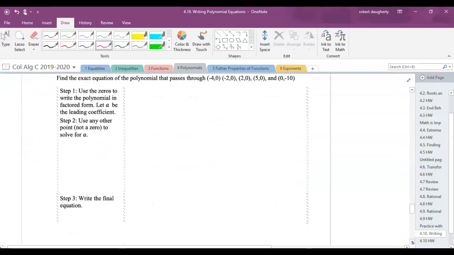One more. Find the exact polynomial that passes through all of these points. So when it says exact polynomial, I have to give you all the x-intercepts and one other point, okay? So if it passes through all of these points, f of x, if I'm looking for the exact polynomial, that means I've got to find out what that leading coefficient is. So what are the factors? (x plus 4), (x plus 2), (x minus 2), (x minus 5). Why is x plus 10 not a factor? Yeah, that's not an x-intercept, that's a y-intercept, okay?